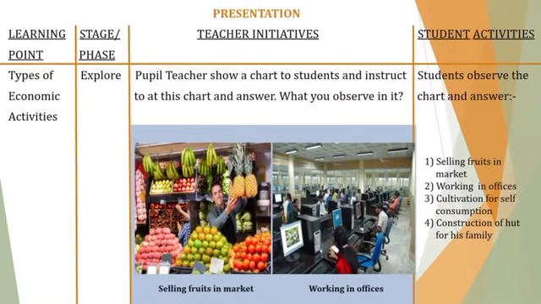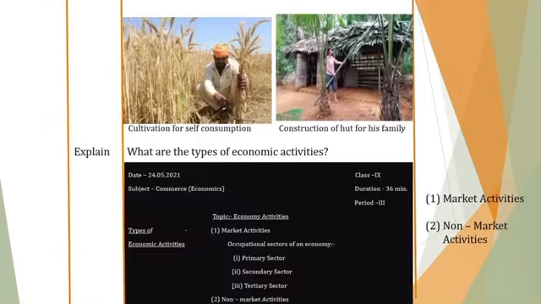Now, learning point is types of economic activities. My second learning point is types of economic activity. First stage is explore. Pupil teacher shows a chart to students and instructs them to observe this chart and answer what they observe in it. Students observe the chart and answer. In the first picture, selling fruits in market. In the second picture, working in offices. In the third picture, cultivation for self consumption. And the last picture, construction of hut for his family.